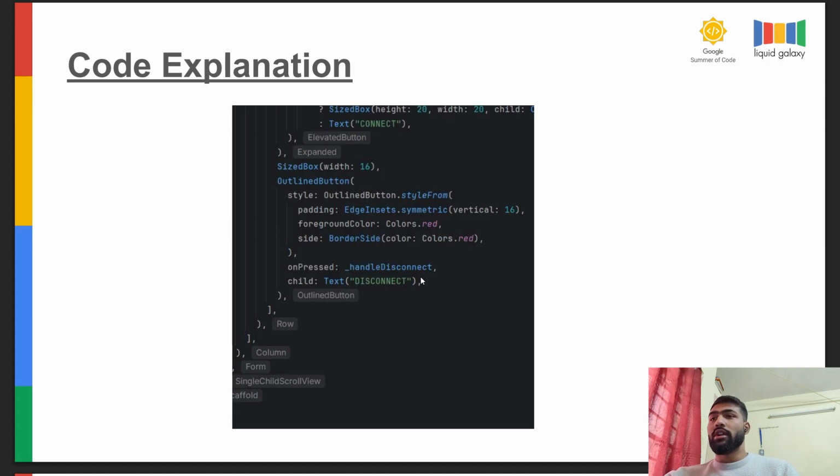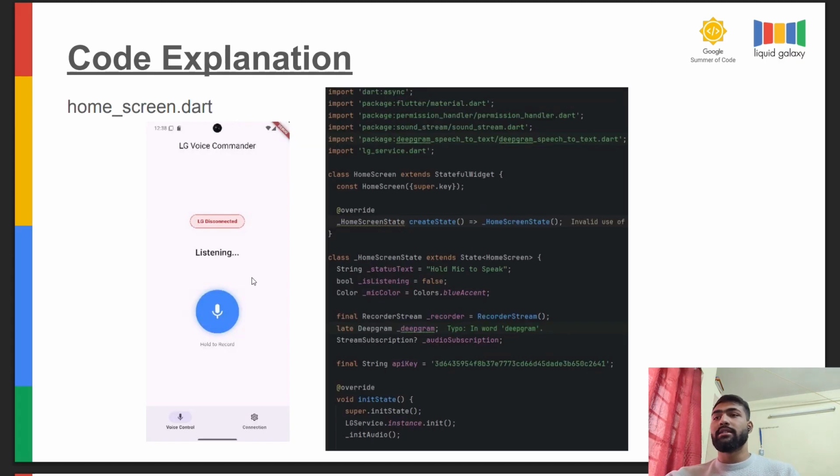Moving on to the home_screen.dart, we are having the LG voice commander as a title, and all things I have shown. So let's move on to the code explanation. So we are firstly importing the Dart asynchronous library, then material.dart, and the permission handler to control the voice permissions and send the request to enable the voice permissions. Then we have sound stream to listen to it, the Deepgram speech to text library, then LG service. So we are also creating stateful widgets here, since we have to change the connection status and also the mic to listening mode.